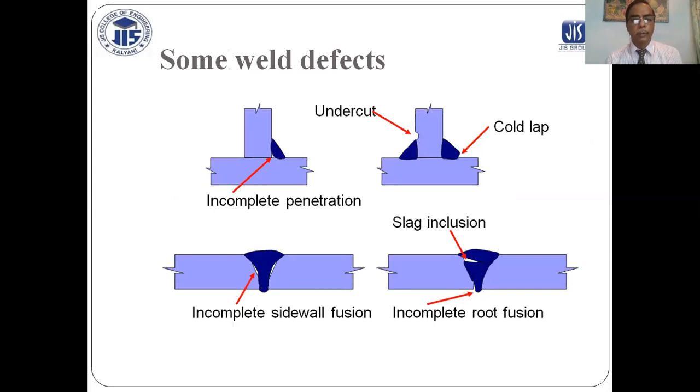Some weld defects. This is incomplete penetration. This is undercut. Cold lap. This is incomplete sidewall fusion, and this is incomplete fusion.